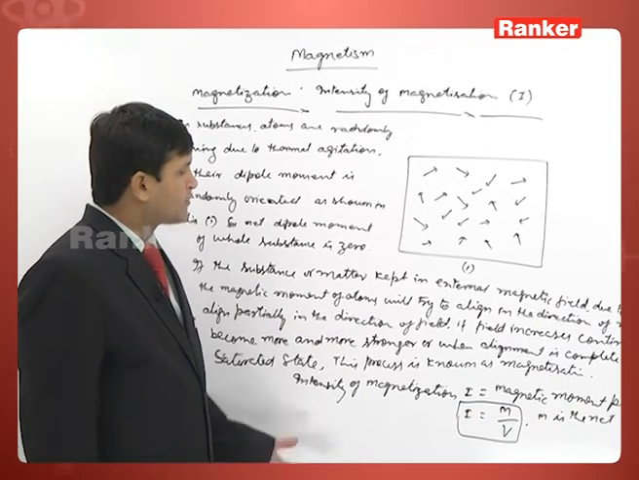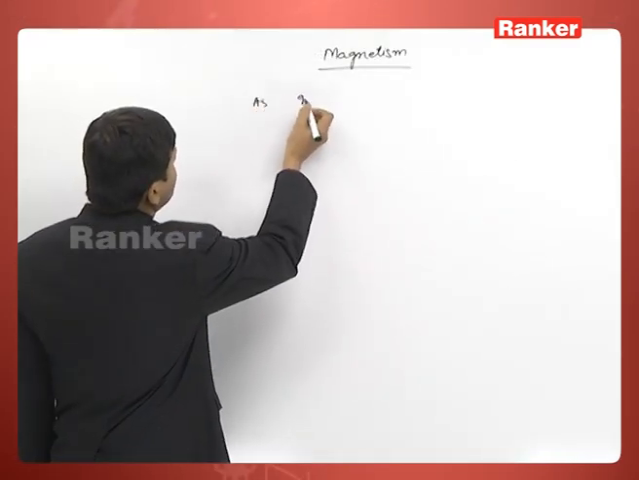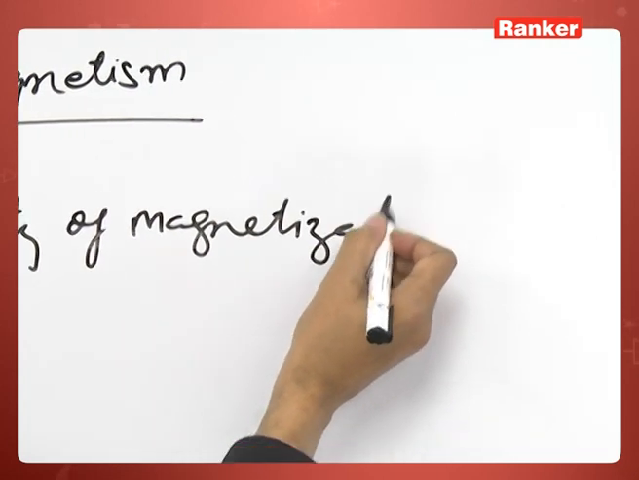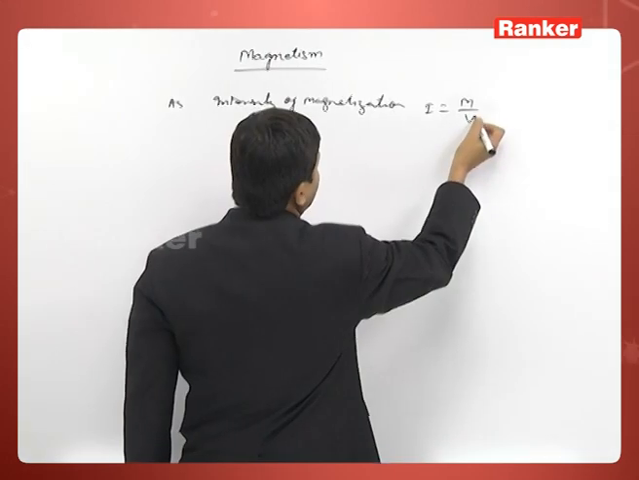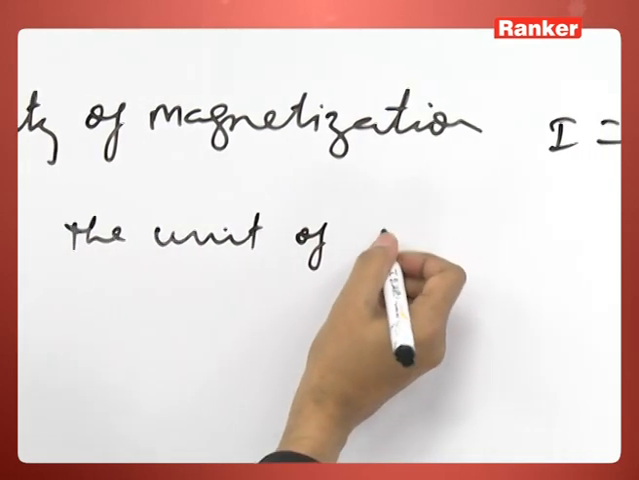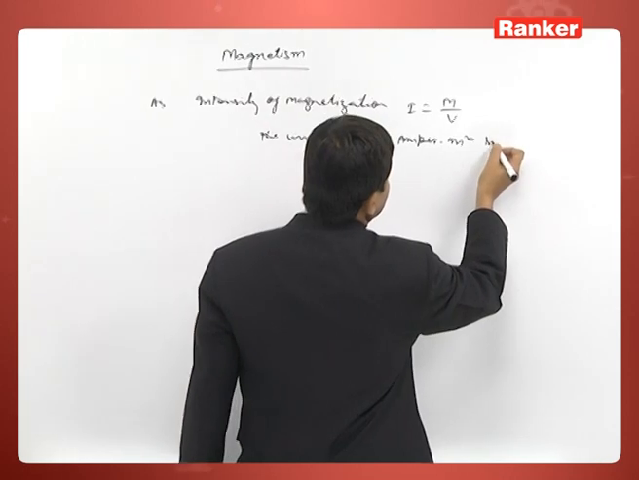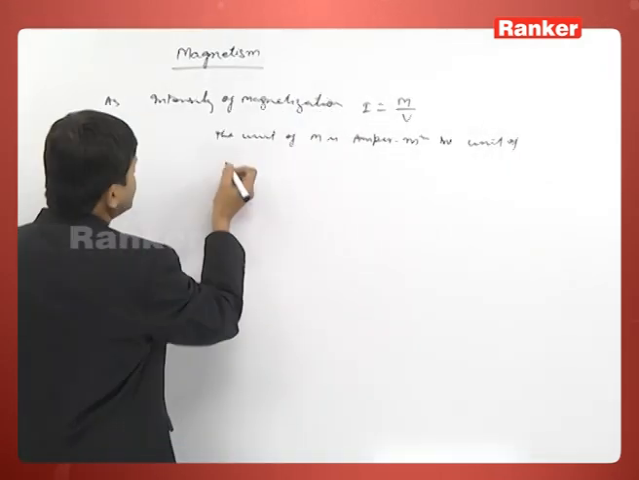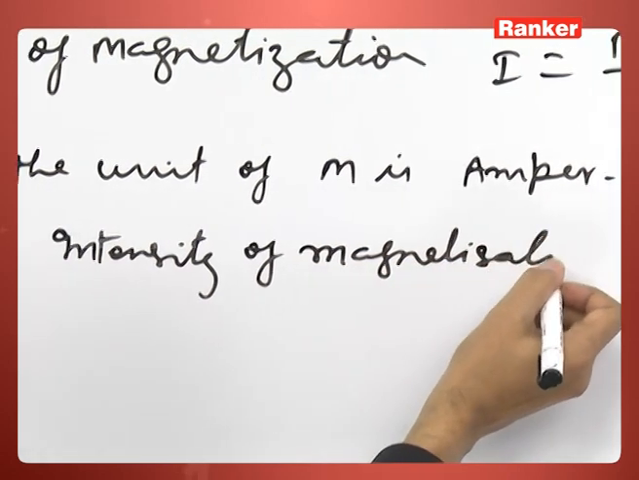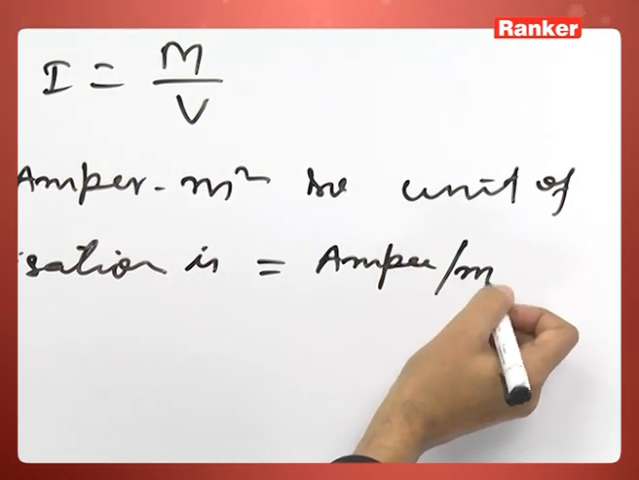Just see one example, from that we can get a better idea of how to calculate the intensity of magnetization. As intensity of magnetization is defined as I equal to M by V, the unit of M is ampere meter square. So the unit of intensity of magnetization is ampere per meter.